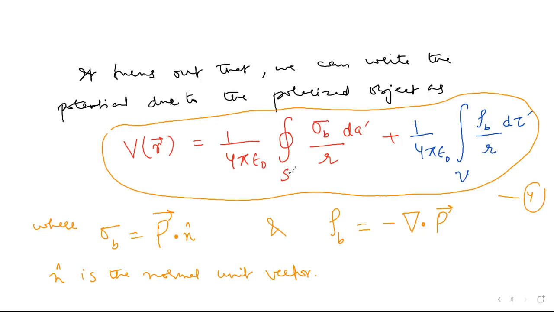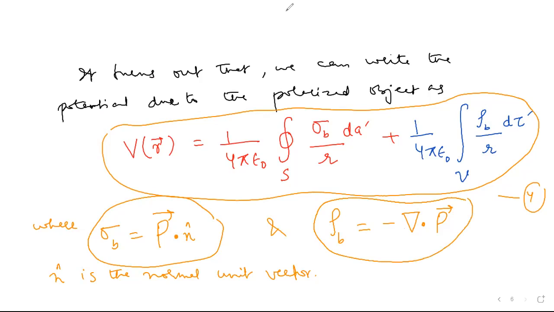So this first term is the potential produced by the surface charge density sigma B, where sigma B is P dot n cap, P being the polarization and n cap the unit normal vector, right? And this term is a volume integral. It is the potential produced by the volume charge density rho B, where rho B is equal to minus divergence of the polarization, this thing, right?